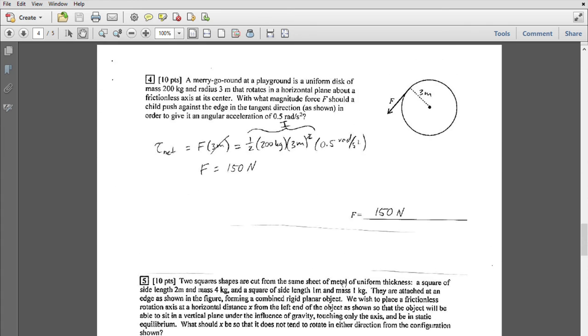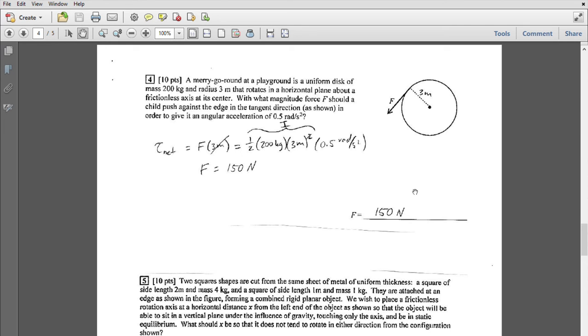Problem 4. A merry-go-round at a playground is a uniform disk of mass 200 kilograms and radius 3 meters that rotates in a horizontal plane about a frictionless axis at the center. With what magnitude force should a child push against the edge in the tangent direction as shown in order to give it an angular acceleration of 0.5 radians per second squared? So if we want to know how hard they should push for a given angular acceleration, we can do torque net equals I alpha.